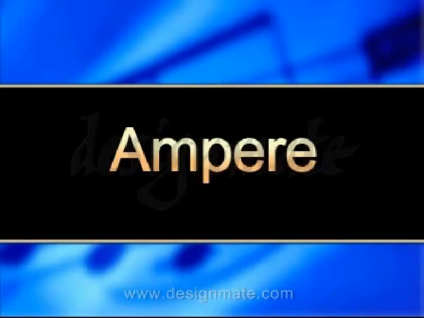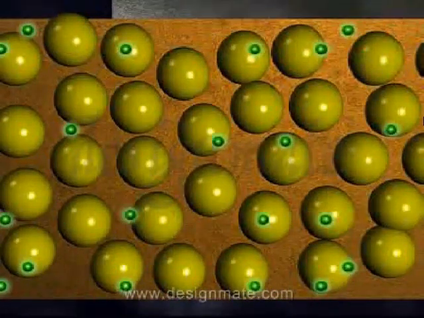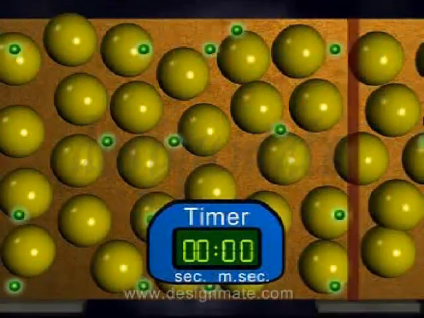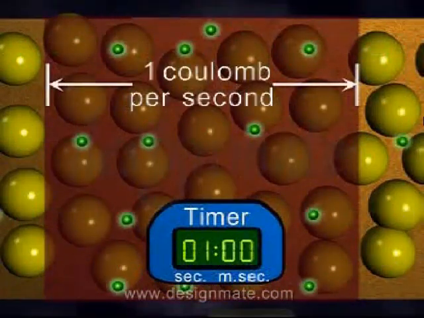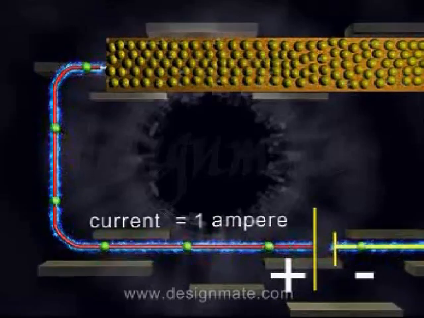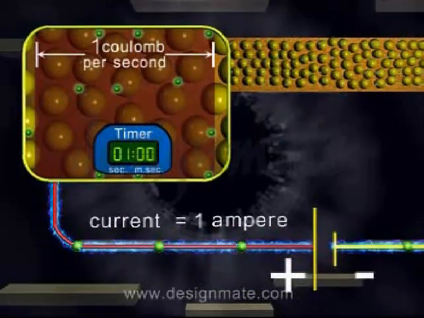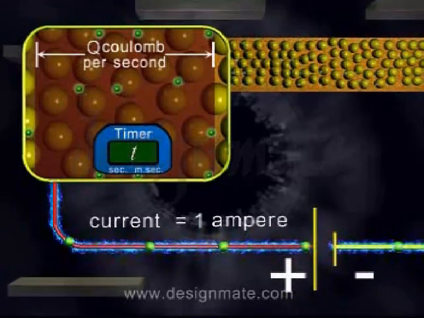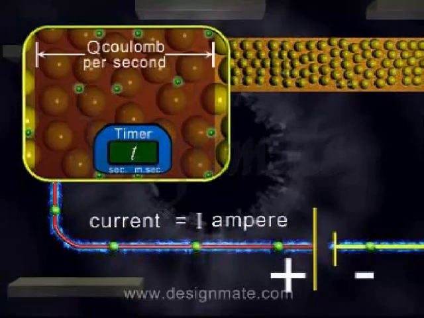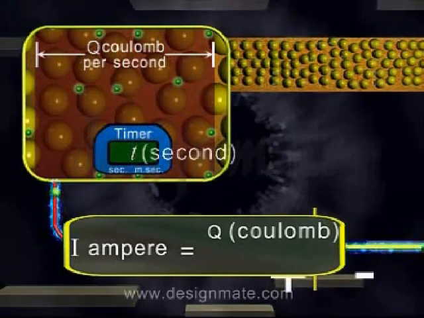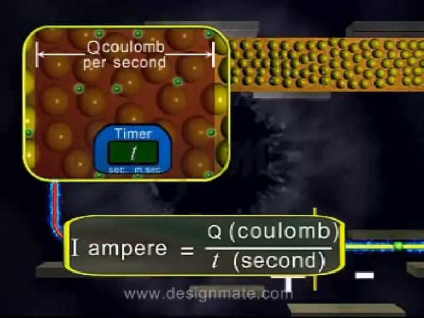Ampere. If the net charge flowing across a cross-section of a conductor is 1 coulomb per second, then the electric current passing is called 1 ampere. If the charge passing in time t second is q coulomb, then the electric current I ampere is equal to q coulomb upon t second.